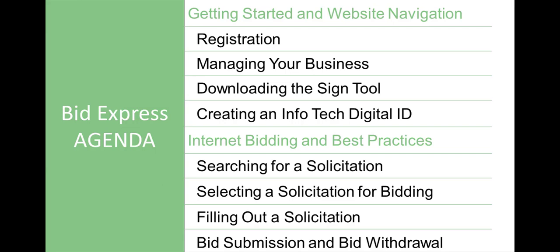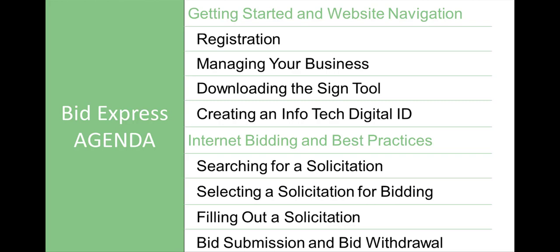In today's webinar, I'll be covering getting started and website navigation. We're going to cover registration, managing your business, downloading the sign tool, creating an Infotech digital ID. I will also cover internet bidding and best practices, searching for a solicitation, selecting a solicitation for bidding, filling out a solicitation, and finally bid submission and bid withdrawal.